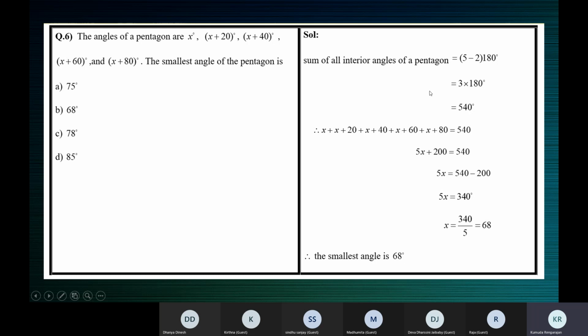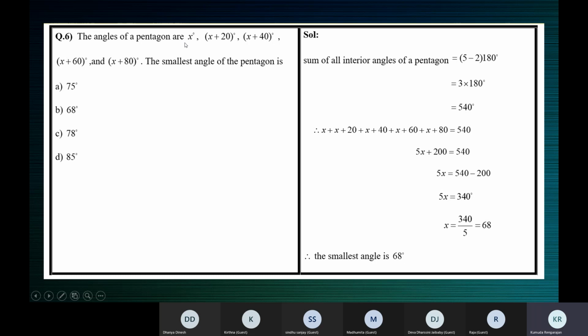For a triangle, it is 180. For a quadrilateral, it is 360. For a pentagon, it is 540. The sum of the interior angles is different for different polygons, so we need to find it using this rule: n minus 2 into 180. So 540 is the sum of all the interior angles.